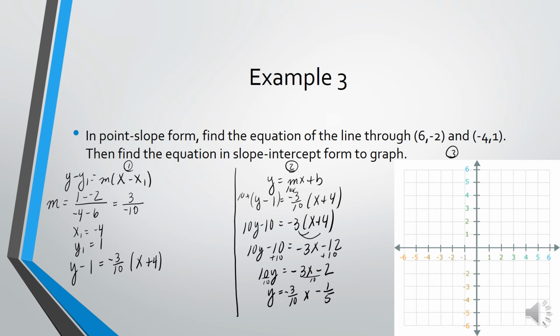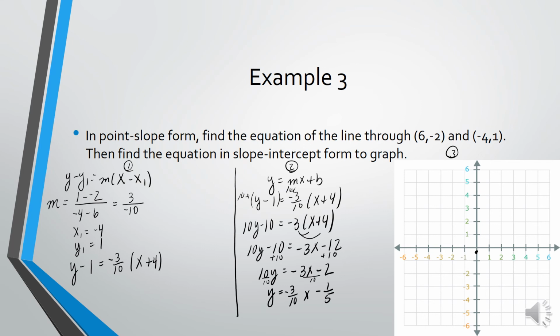Okay, so this might be a little bit difficult for us to draw because these numbers are so big, but I think we can do it. To draw this line, let's start with our y-intercept. So our y-intercept was -1/5, so something like this. There we go. And now my slope is -3/10.